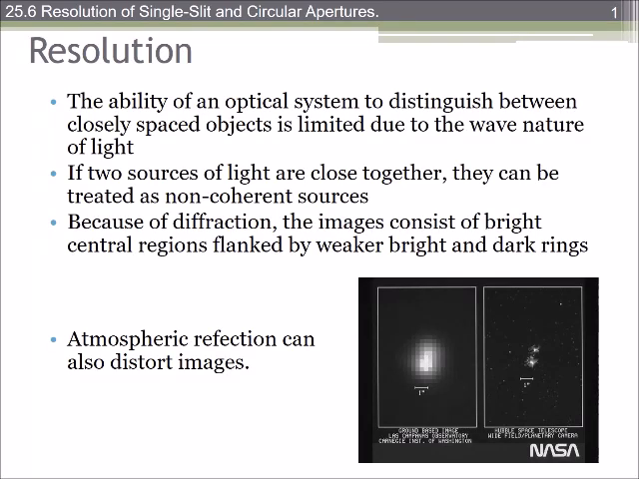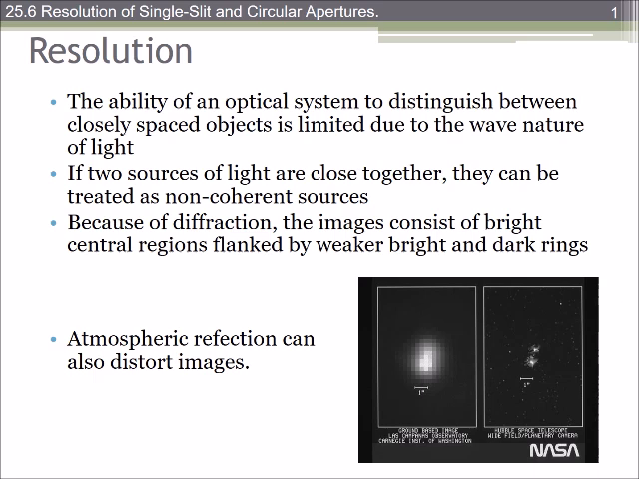We've been talking about this a little bit since the beginning of the chapter: what are our limitations in viewing things optically? What are the resolution differences, and how can we know how tiny we can see when we're looking at a given object? So, the ability for an optical system to distinguish between closely spaced objects.